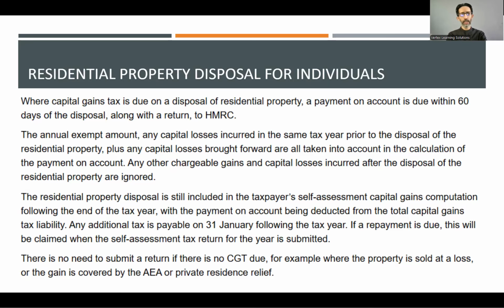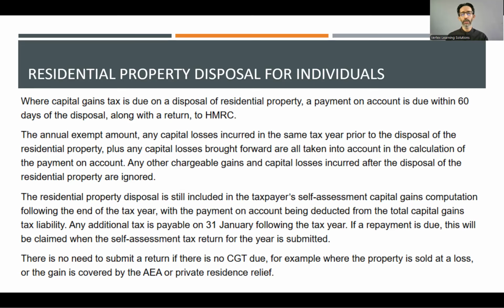Dear students, we are now looking at residential property disposal for individuals. For example, we have a residential property. The capital gains tax on residential property is paid as a payment on account within 60 days, and there has to be a separate working. The rates have become similar, but a separate working still has to be done, since the payment has to be made within 60 days of the disposal.